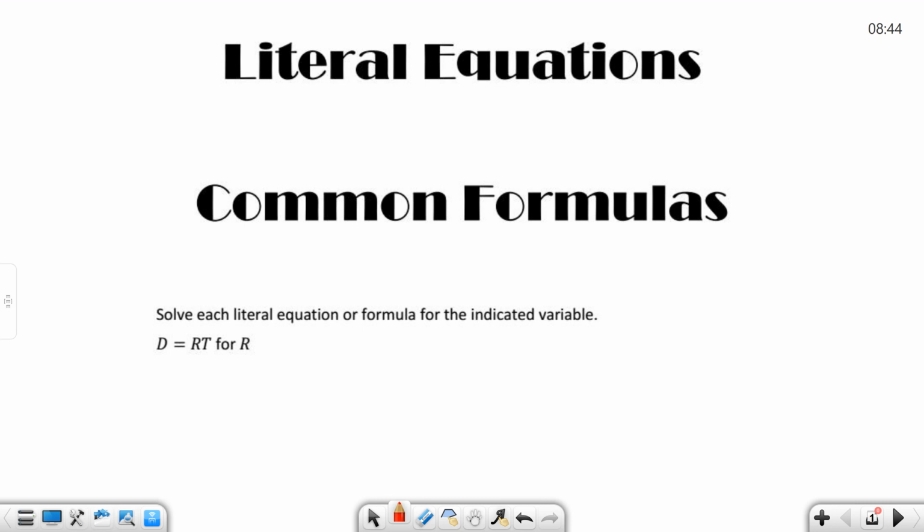All right, so here, solve for R. Well, I want to get R by itself. Well, R is times T. How do I undo times T? There's nothing added or subtracted, so I just do what? I'm not going to mess with the original. I'm going to say D equals RT, and I'm going to get rid of the T. So divide both sides by T. So that divides out. So capital D divided by capital T equals capital R, and there R is.